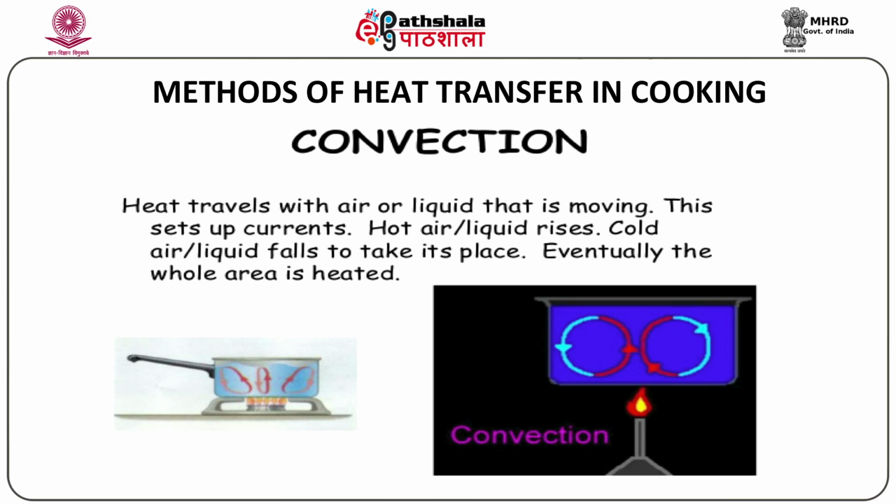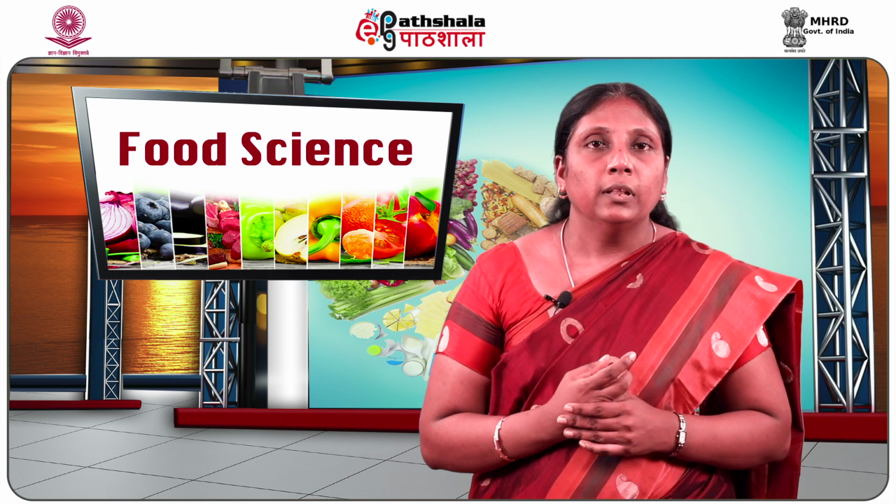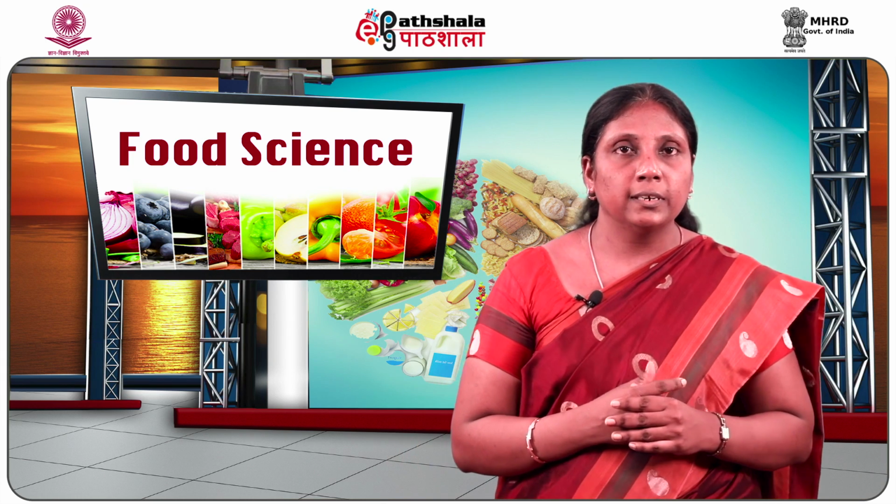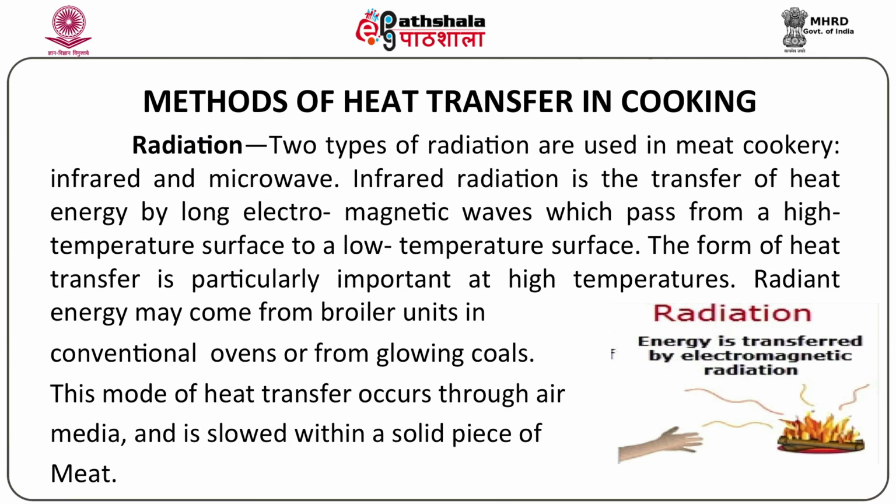So the hot air or the liquid rises, and the cold air or the liquid falls down to take its place. Eventually the entire area gets heated up. The third method of heat transfer is radiation. Two types of radiations are used in meat cookery: the infrared and the microwaves.